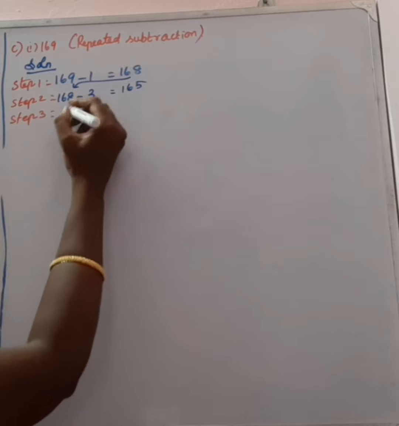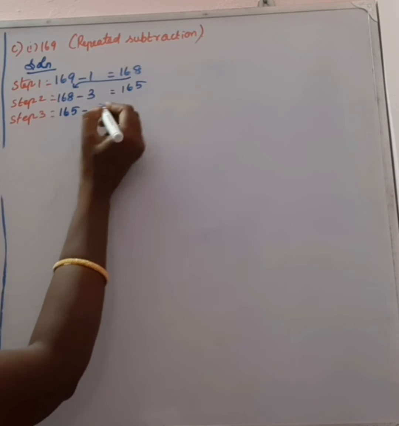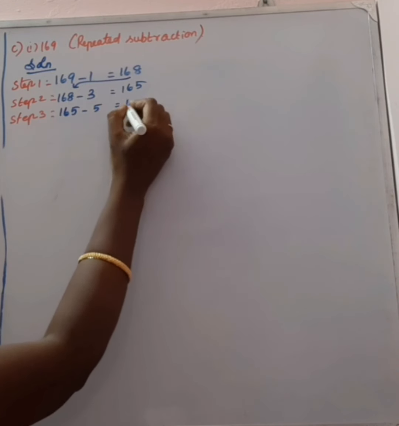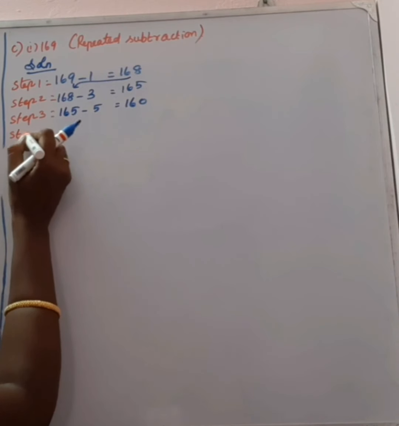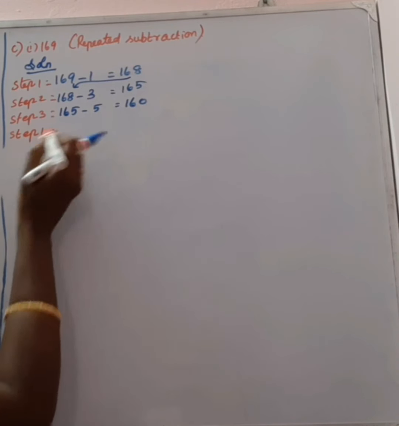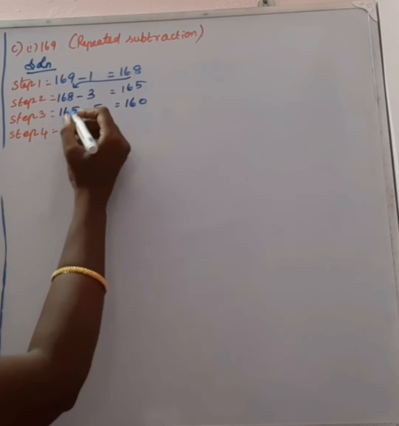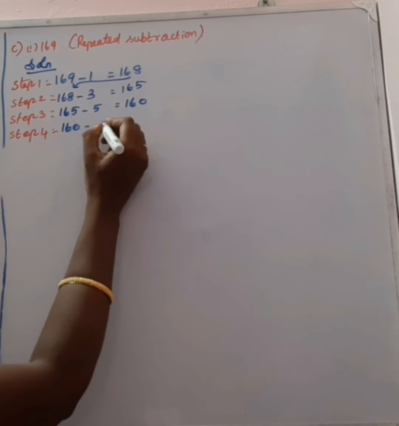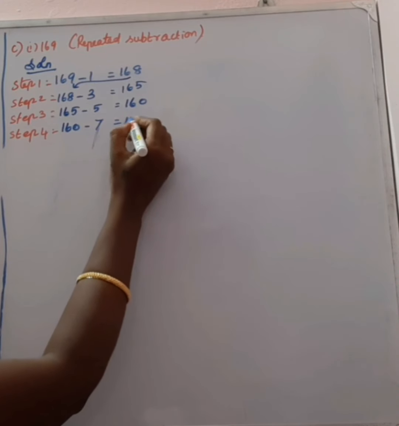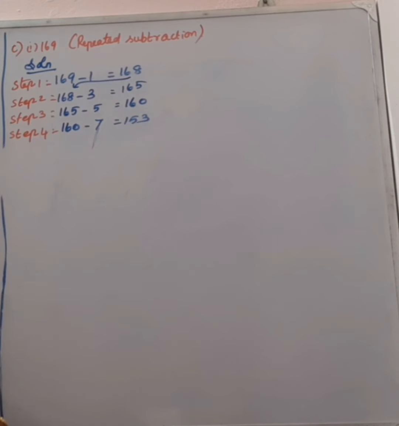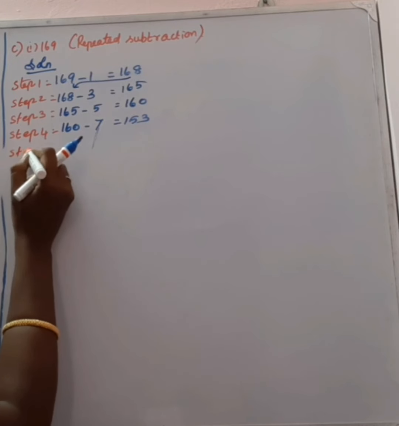Then step 3. Step 3 is 165 minus 5. So 160. Then step 4. What is step 4? 160 minus 7. So 153. Then step 5.